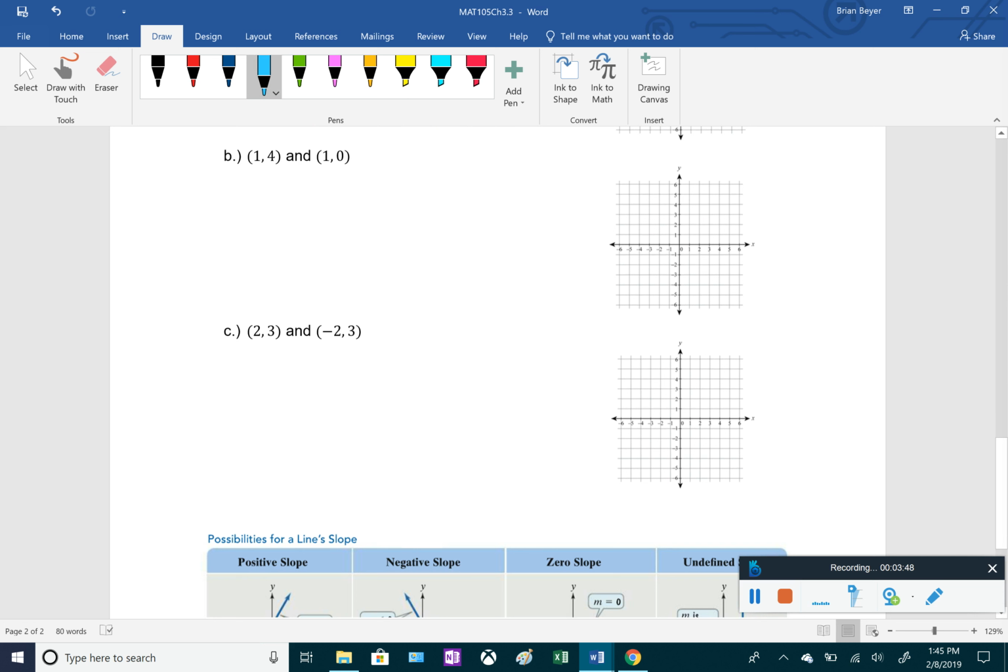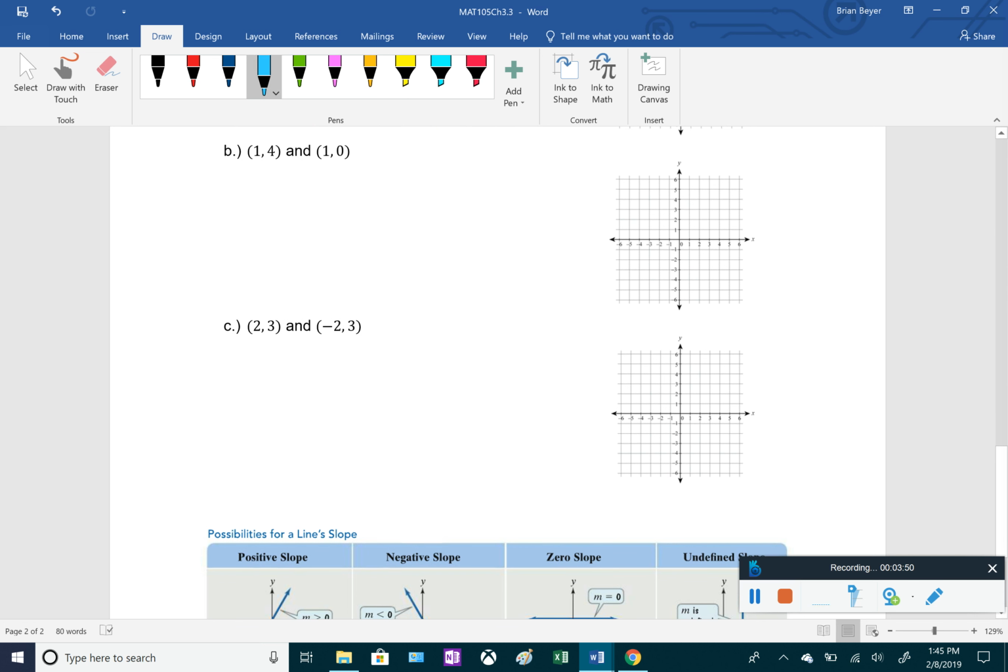And so the next one, we have the point 1 comma 4 and 1 comma 0. So 1 comma 4 is going to be right here. 1 comma 0 is going to be right here. So we actually have a vertical line. Let's see what happens when we calculate the slope of a vertical line.